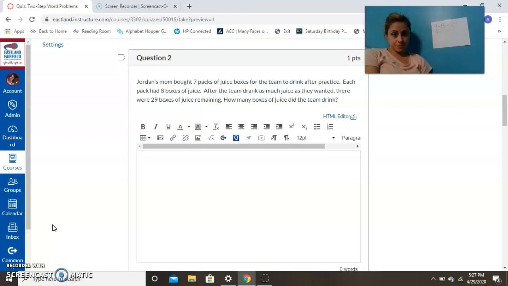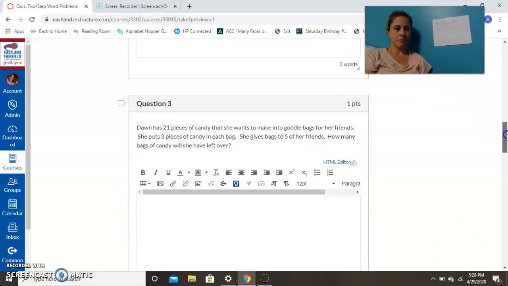So now, it says after the team drank as much juice as they wanted, there were 29 boxes of juice remaining. So you need to figure out what to do with this 56 and that 29 to find the final answer of how many they actually drank. Okay, so remember with that word remaining, think about what that means, whether you're adding things, taking things away, things like that. Okay.